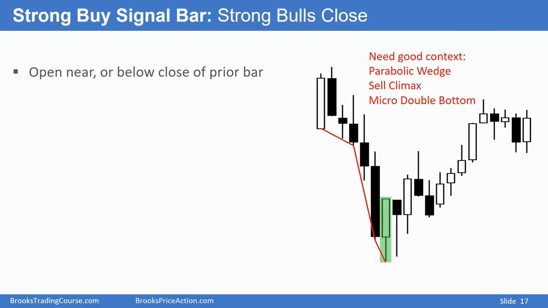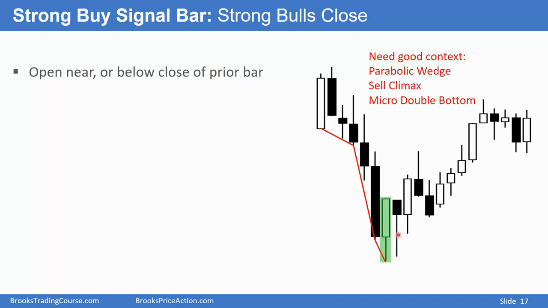What's a good buy signal bar? Well, first of all, you want an open of the bar near or below the close of the prior bar. And this open is just around that close. And you also want pretty good context. And here we have a low, we have another low here or here, and then another low here. We're starting to accelerate downward, so it's a parabolic wedge.